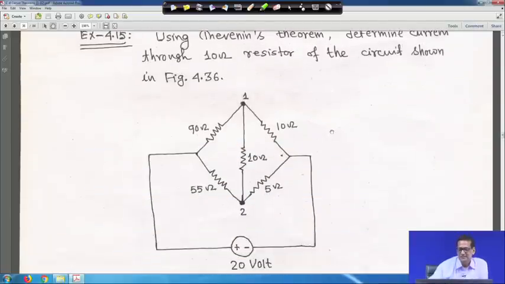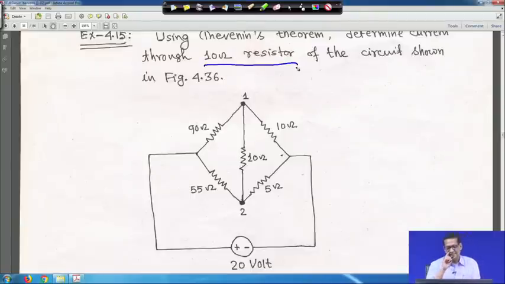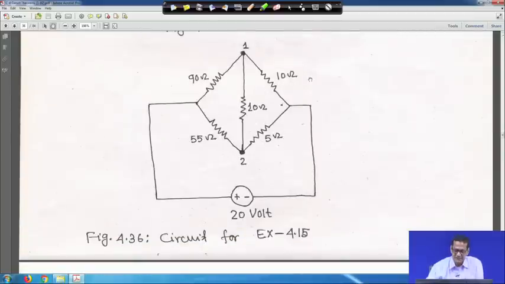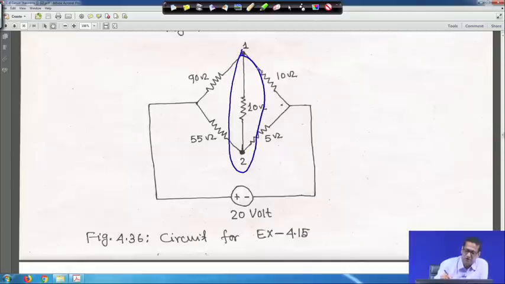Next, using Thevenin's theorem, determine the current through the 10 ohm resistance of the circuit shown in figure 36. Just hold on, let me move it up a little bit. So, this is my figure 36, and the 10 ohm means this 10 ohm, from 1 to 2, not this one, this 10 ohm.